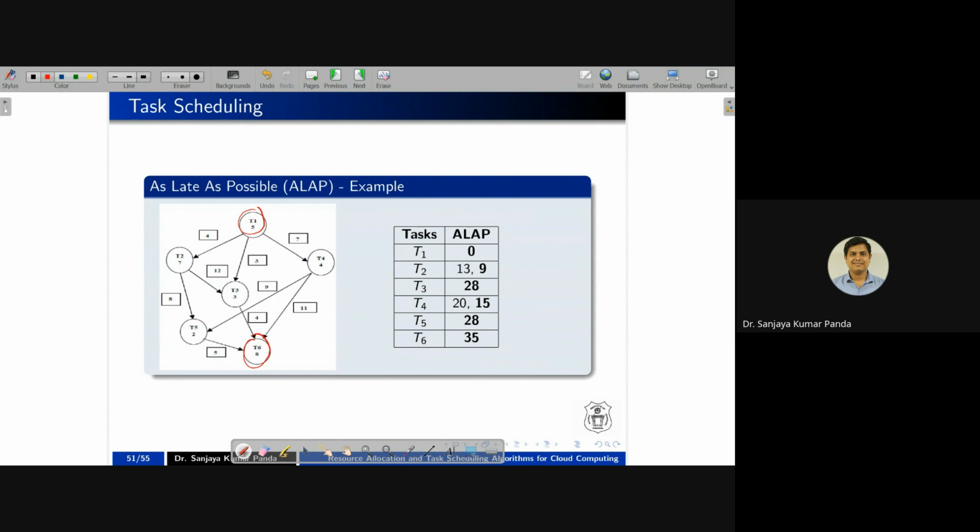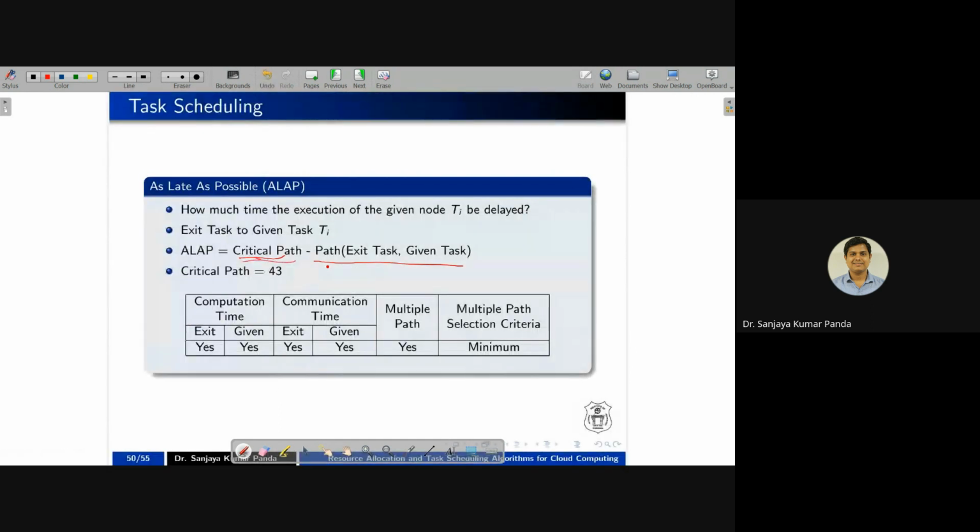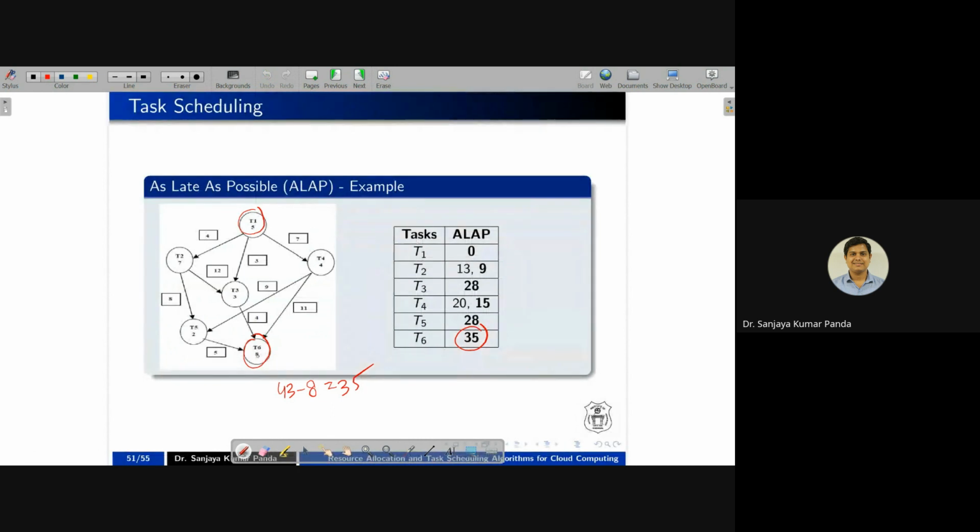So if you want to find the ALAP of T6, it is 43 minus 8, so you will get 35. You can see here 35. The critical path is 43. Then the path from the exit task to the given task. Let's say the exit task is, in this case, T6. The given task is also T6. So you will get 35.